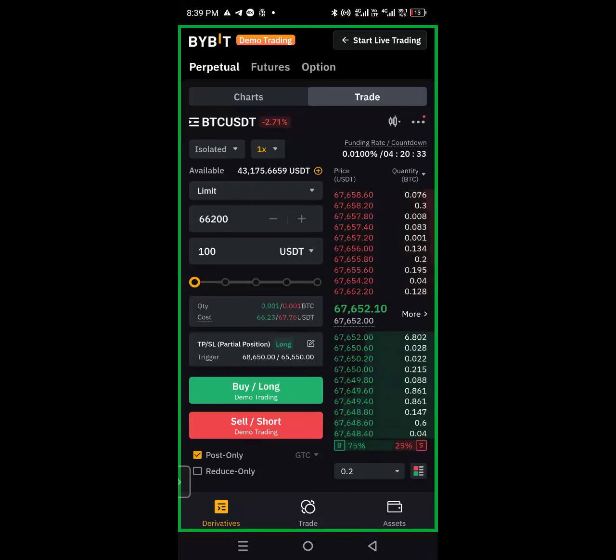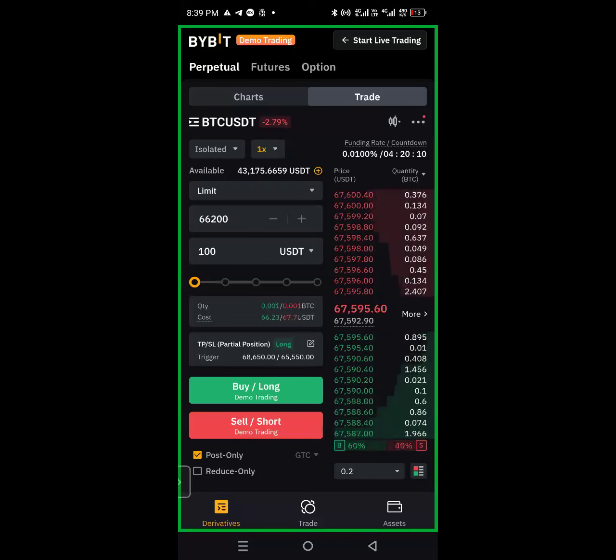$66.23 from your trading balance to take this trade. Like you are using it as a collateral. Something like that. That's the meaning of the isolated up here as well. So the cost here shows you what is being isolated from your trading balance.